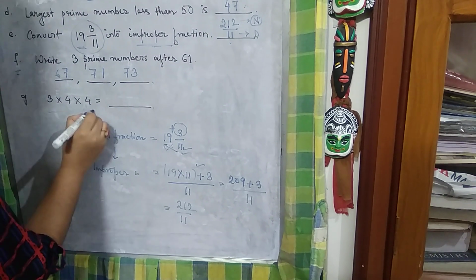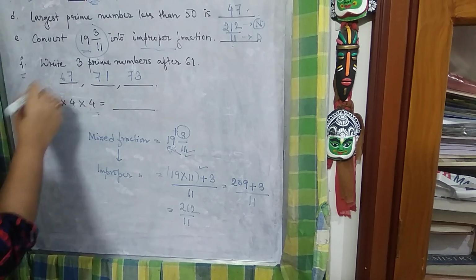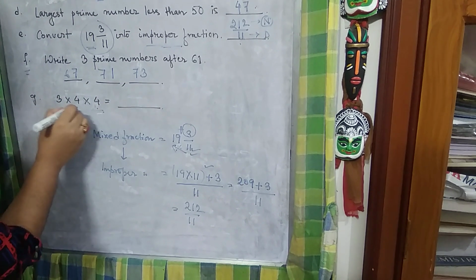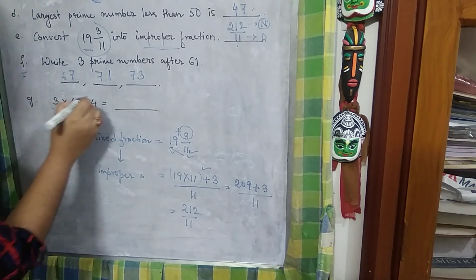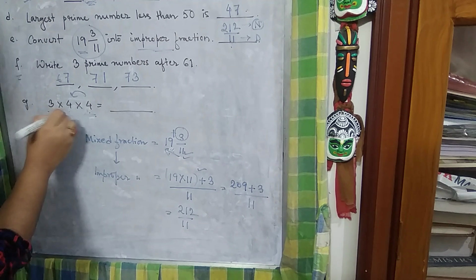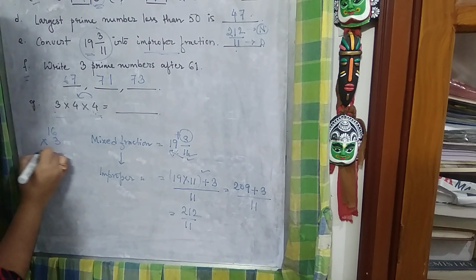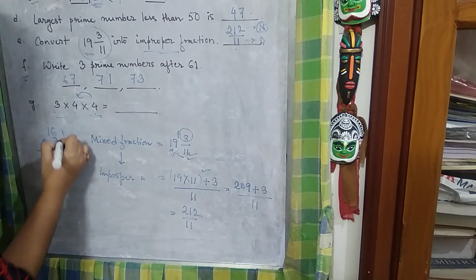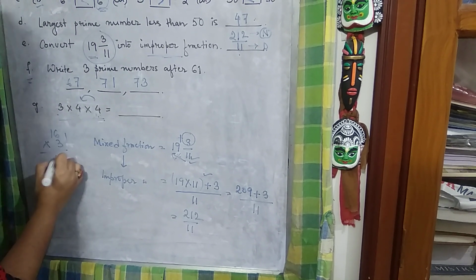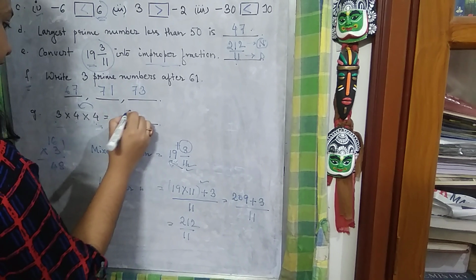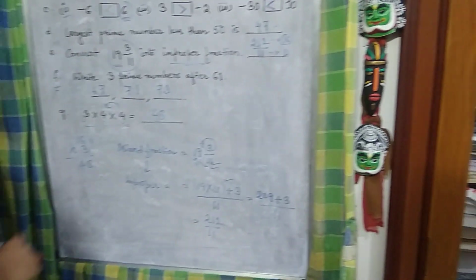And the last one is how 4, 4 and 3 will be multiplied. First we multiply 4 with 4, so 4 4s are 16. And then we multiply 3 with it. So 16 3s are 48. So it finally gives 48.